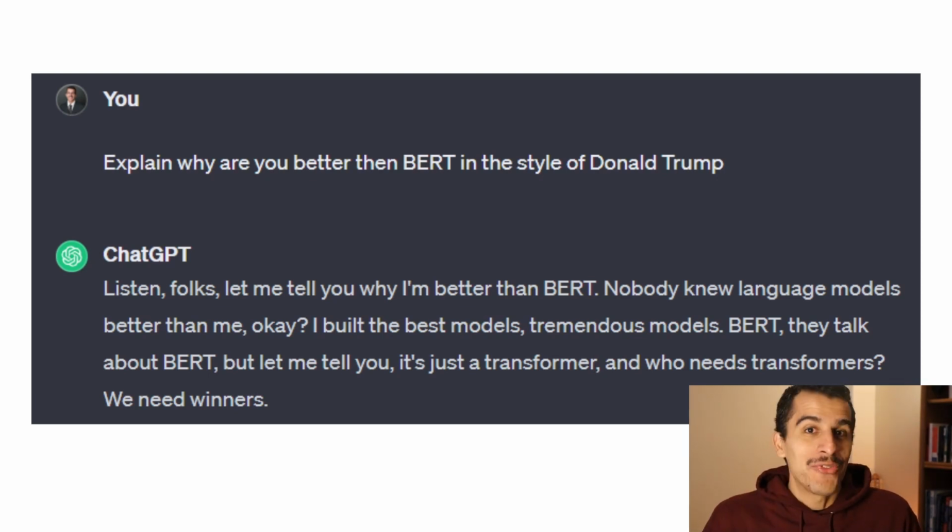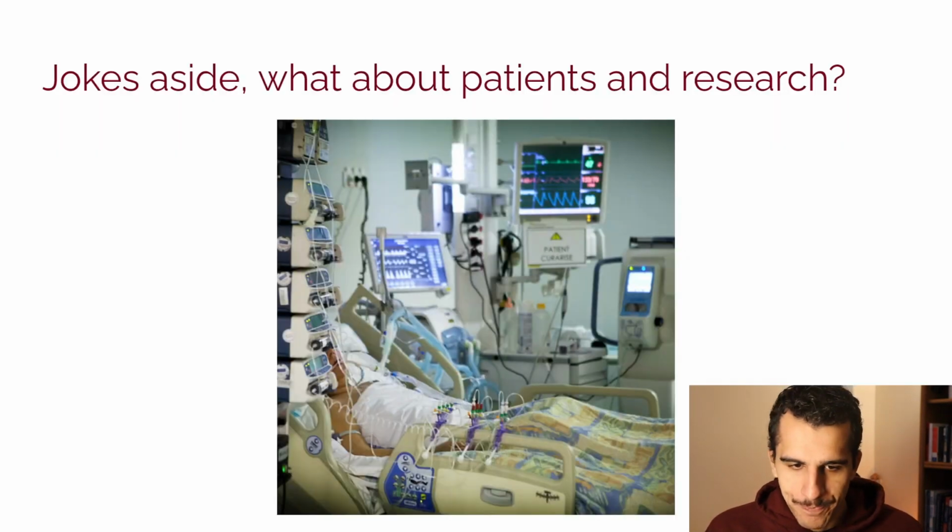It can understand how Donald Trump speaks. So if you ask ChatGPT to explain why it's better than BERT, it's going to give you a pretty good impersonation of Donald Trump. And that's just because it has a lot of text. If you ask it to do the same thing with Jerry Seinfeld or with any other famous person on the internet, it's going to be able to do that just because it was trained in a very, very large amount of data.